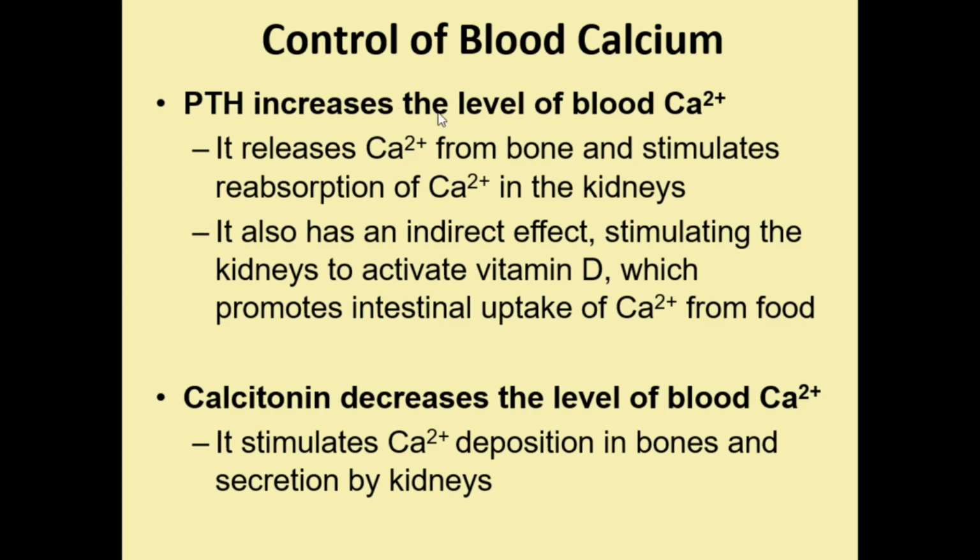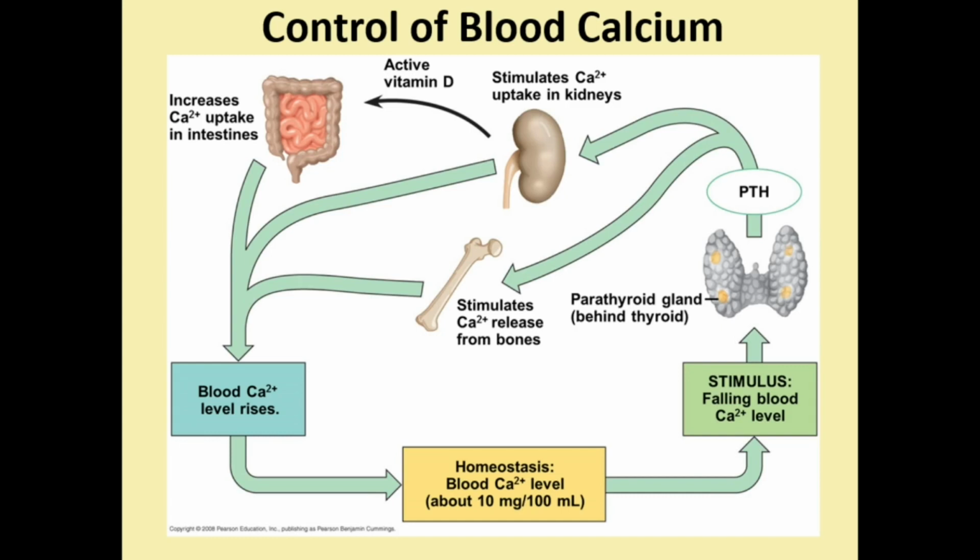Obviously, we can take calcium from our bones when we're low on calcium, but when we've got plenty of calcium available, we can put it back into our bones. And calcitonin will also increase the secretion of calcium through our kidneys and into our urine. So these are a pair of antagonistic hormones produced by the parathyroid glands and the thyroid gland to regulate our blood calcium levels within homeostatic levels.